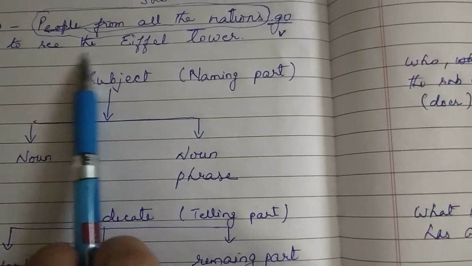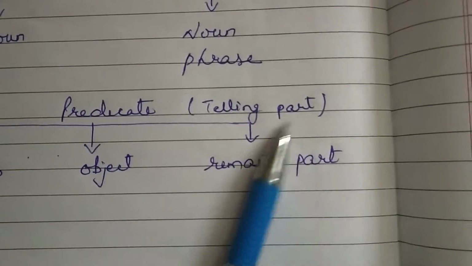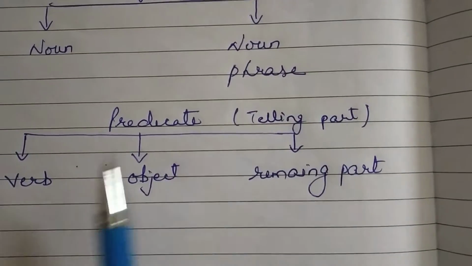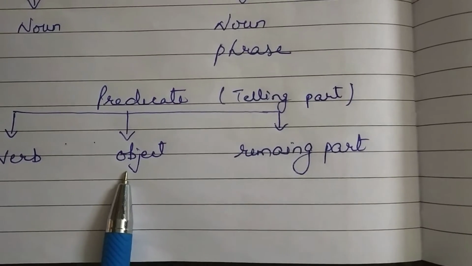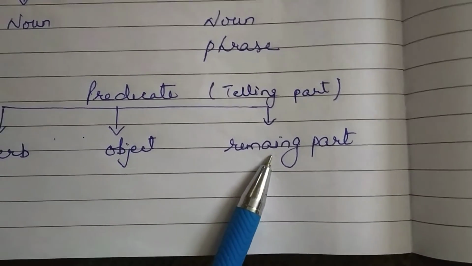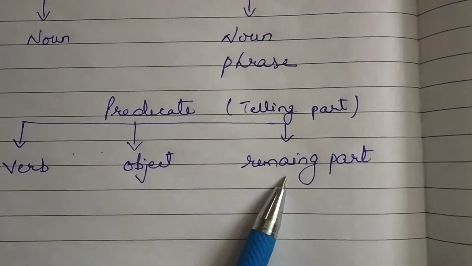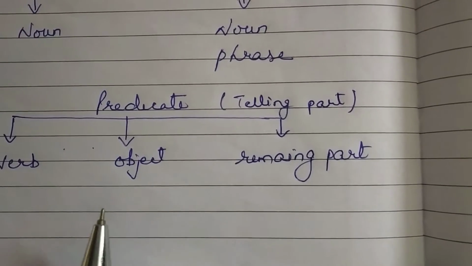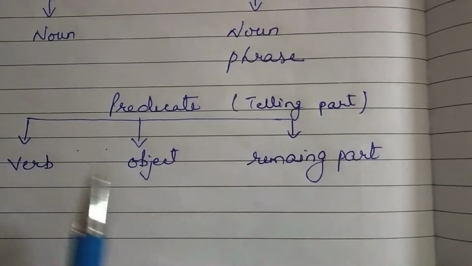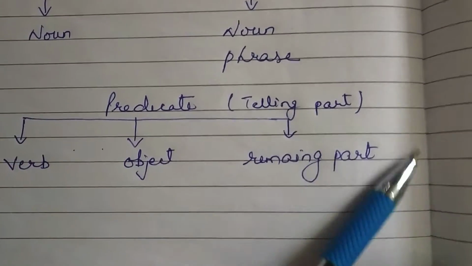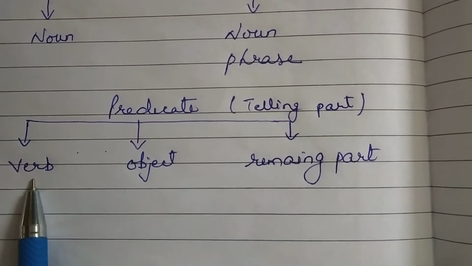Now, how would you identify which part is the predicate? In the predicate, you have to remember that the predicate is the telling part of a sentence. In a predicate, there can be a verb, and the verb is a necessary thing in it. Secondly, there can be an object, which is an optional part, and then there can be the remaining part of the sentence. In the predicate, there can be three parts: verb, object, and the remaining part. It answers the question what the subject does. What is the subject doing in the sentence? And it has a verb too. All the predicates have a verb.